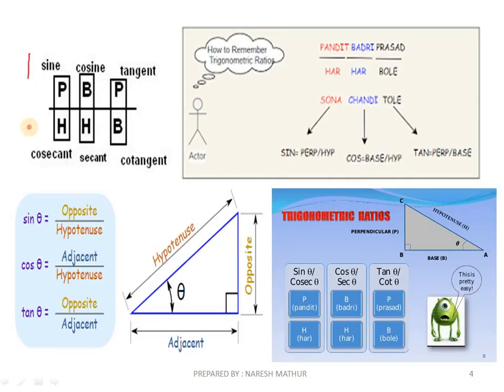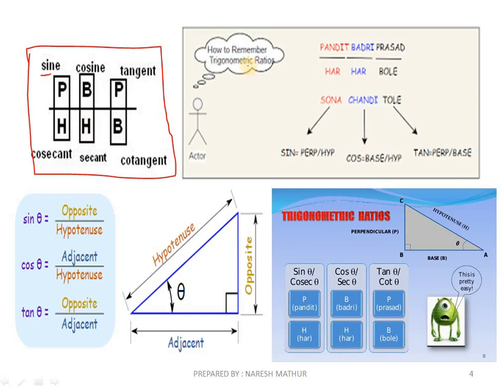First of all, you need to learn this small table. Just learn the sequence: sine, cos, tan, cosec, sec, cot. Come on, quickly: sine, cos, tan, cosec, sec, cot. Now P, B, P, H, H, B. What is P? P represents perpendicular, B stands for base and H for hypotenuse.